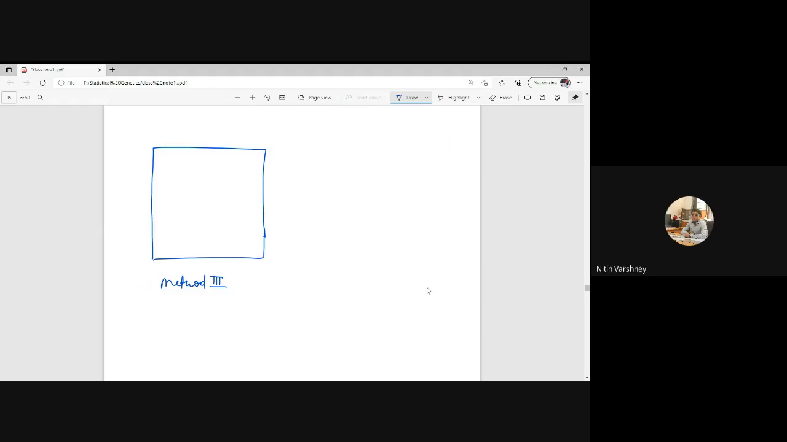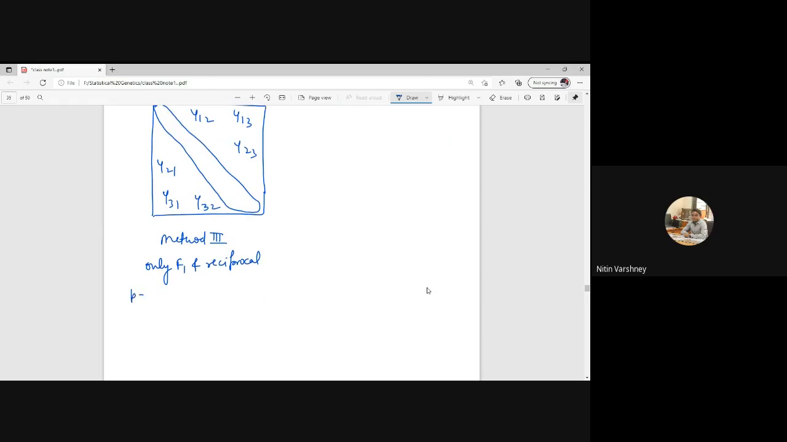Third method, only F1 and reciprocal. We will ignore this selfing one. So there will be y12, y13 and y23, y21, y31 and y32. So how many crosses are there? If p is equal to 3, total number of crosses are 6.